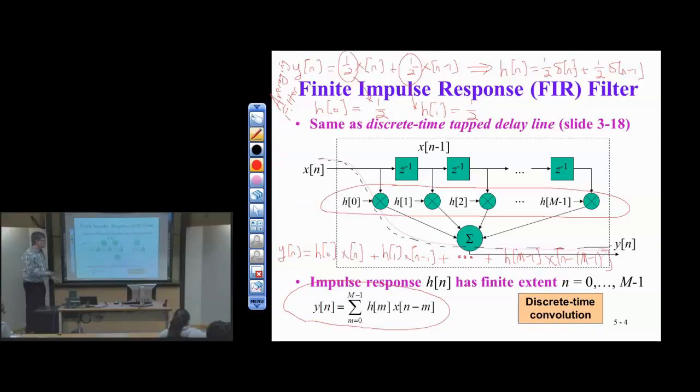Now, it's interesting that this block diagram implements discrete time convolution, and the way it does it is kind of interesting. If you look at what happens along the delay line, I get x of n minus 1. After the next delay, it's x of n minus 2. And finally, the last output is x of n minus the quantity capital M minus 1.